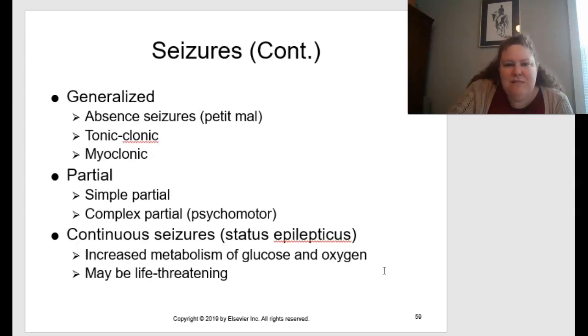If you have generalized seizures, you can have absence seizures, which would be petit mal. You can have tonic-clonic seizures or myoclonic. If you have partial seizures, you can have simple partial or complex partial, and these are psychomotor seizures. You can also have continuous seizures, and this would be considered status epilepticus, right? And this is where we have increased metabolism of glucose and oxygen. Basically, you don't come out of a seizure, and this may be life-threatening.